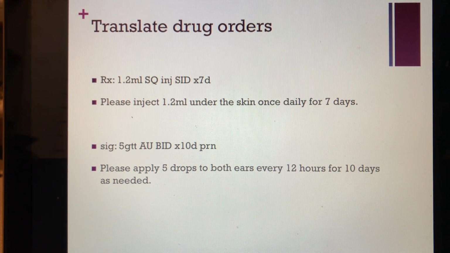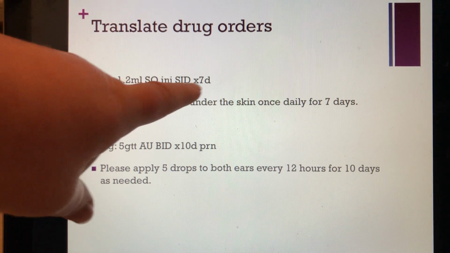So if you want to be really clear, which I don't think is a bad idea, because again, someone might give the drug at let's say 10:30 at night and then wake up in the morning at 7 a.m. and give it again. And that's too soon. We want to give it at the same time every day if we're giving a medication SID. So SID is once per day.